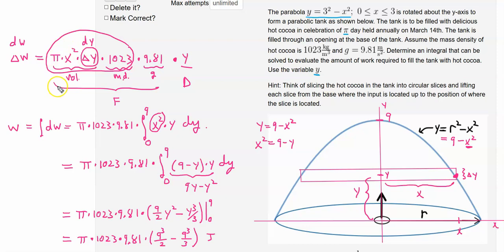And then we just have to integrate, thinking about what y varies from. And any place you have an x, you have to write it in terms of y because we're integrating with respect to y. So we had to find an equation that related x and y, and that was given from the problem situation here. And that concludes this video about how to calculate the amount of work required to empty and fill tanks of various shapes and sizes.